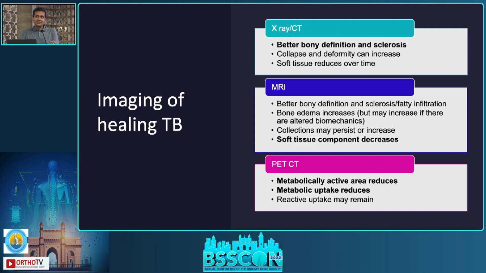When you look at X-rays, healing usually means you see more sclerosis and a reduction in paraspinal soft tissue. On MRI, you'll see a reduction in the soft tissue components. You may see collections that are thin-walled, but the soft tissue components of those collections will tend to reduce. You'll see bony sclerosis. And on a PET CT, you'll tend to see a reduction in the actual value of metabolic activity and the actual extent of metabolic activity, which indicates that disease is improving.